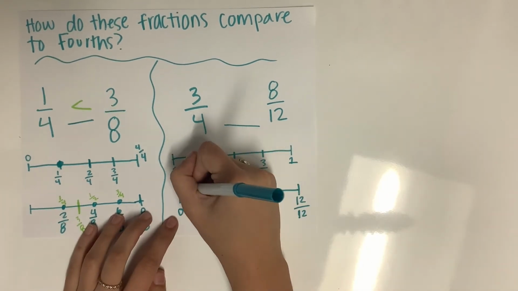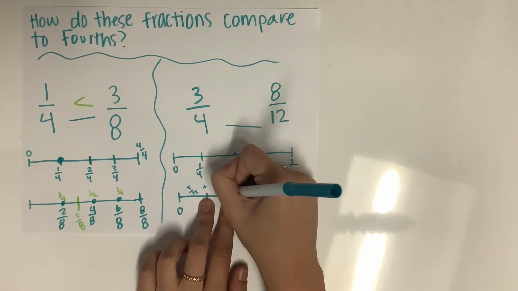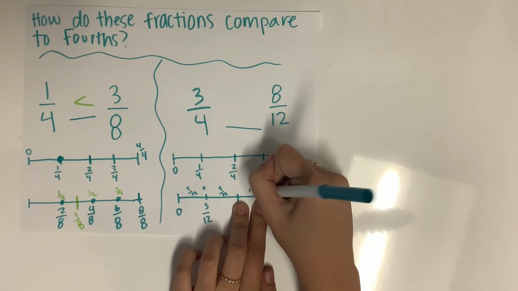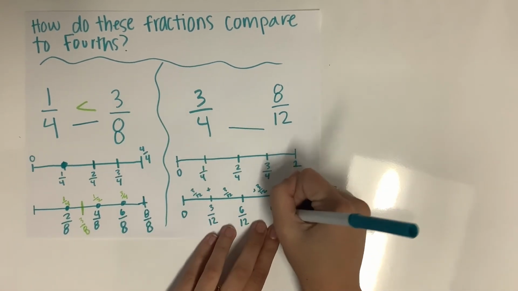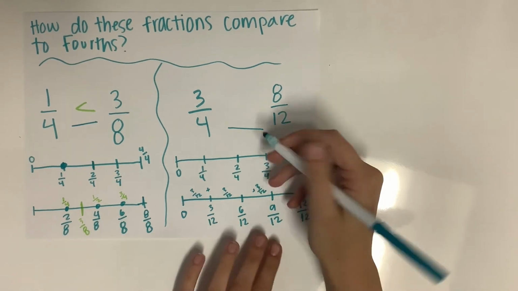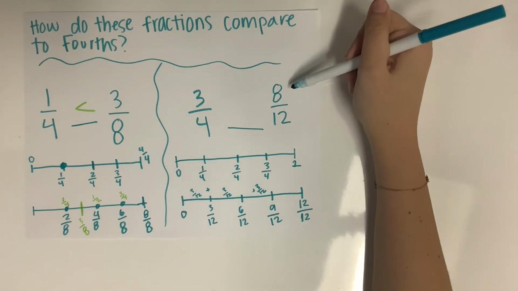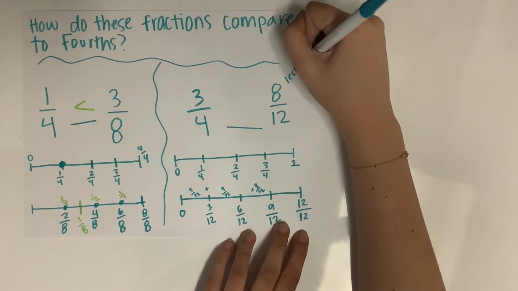So remember, this is 3 12s plus this little section is 3 12s plus this little section, another 3 12s. We're adding all those fourths together. 6, 7, 8, 9, 12s. So 9 12s is going to be equal to 3 4s. So is 8 12s more or less than 3 4s? It's less than 3 4s.